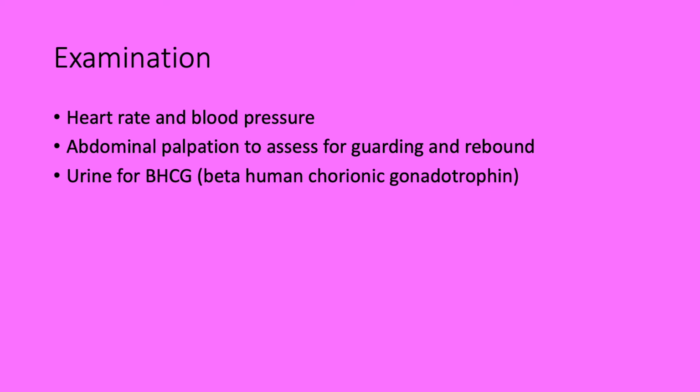Abdominal palpation, you can assess for guarding and rebound and just the severity and the location of the pain. And a good bedside test would be to do a urine for beta human chorionic gonadotrophin, or beta HCG, which is the pregnancy test. Okay, so that's a really simple one you can do at the bedside, proving whether they're pregnant or not.